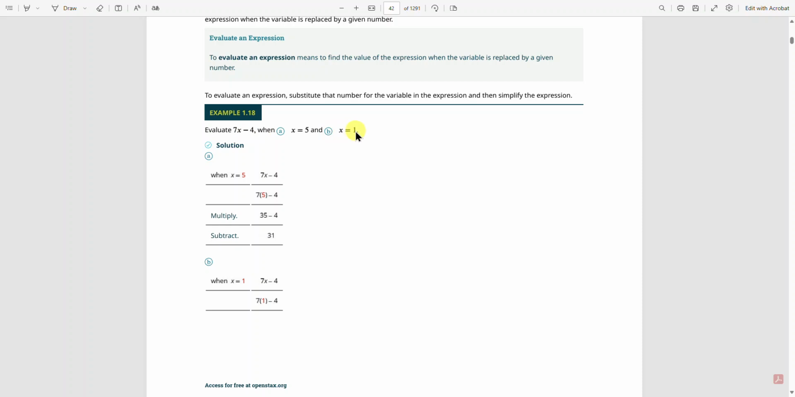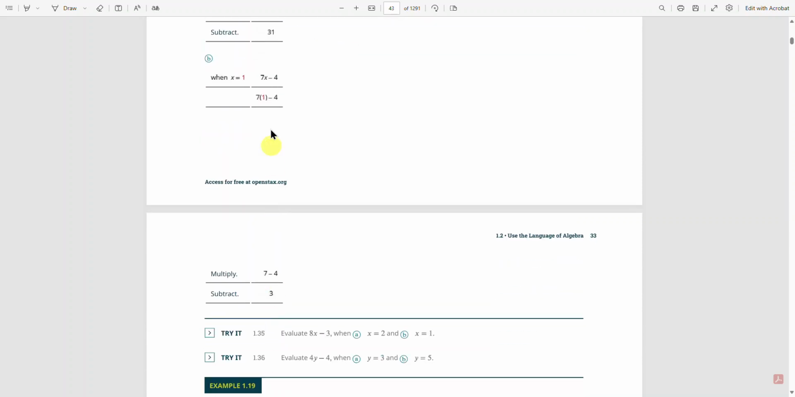So now we're going to substitute 1 for the variable x. So 7x minus 4 when x equals 1. That gives us 7 times 1 minus 4. The order of operations tells us to solve the multiplication first. So we have 7 times 1 makes 7 minus 4. And then to solve the subtraction last, 7 minus 4 leaves 3.